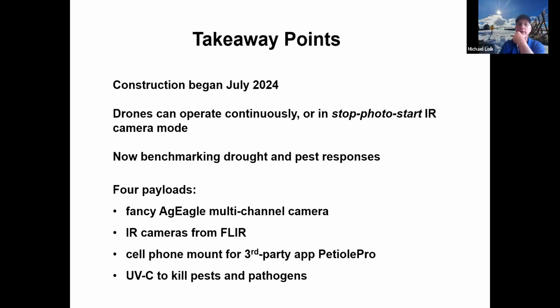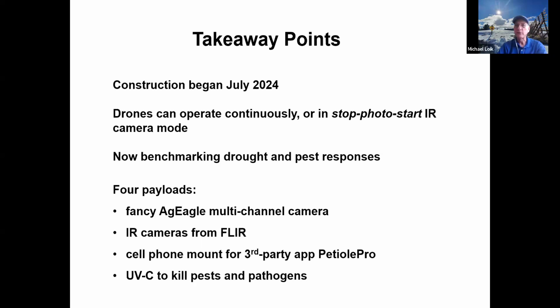We are currently benchmarking drought and pest responses that we could take pictures with the camera and then do additional measurements with leaf reflectance or photosynthesis with LICOR, water relations and things like that. So we're doing those kinds of measurements now. And Ag Eagle, maybe they don't want me telling you this, but they've got a new sensor coming out in a few months that is geared towards plant pathogens.